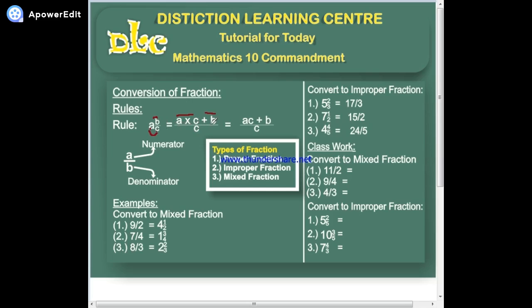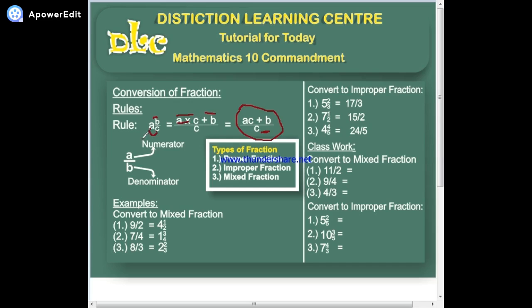After doing that, you simplify by saying that A times C gives AC. You add this AC to B, and divide it by C. That is how we arrive at our improper fraction.